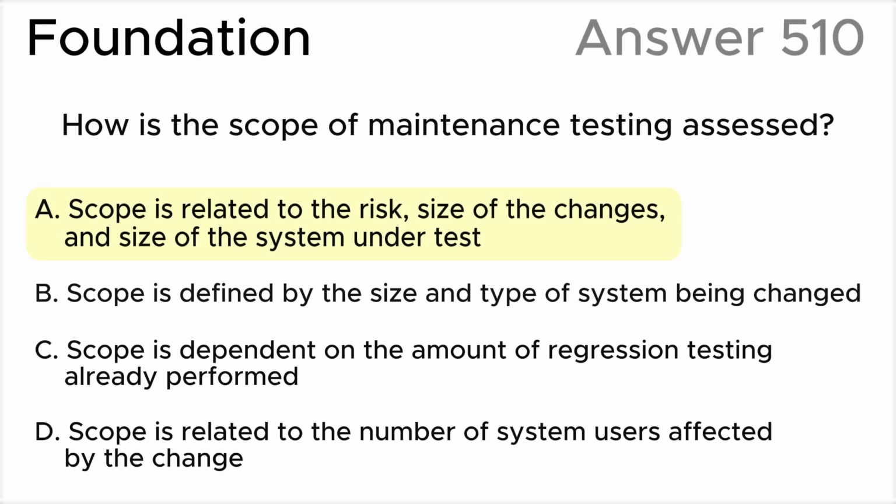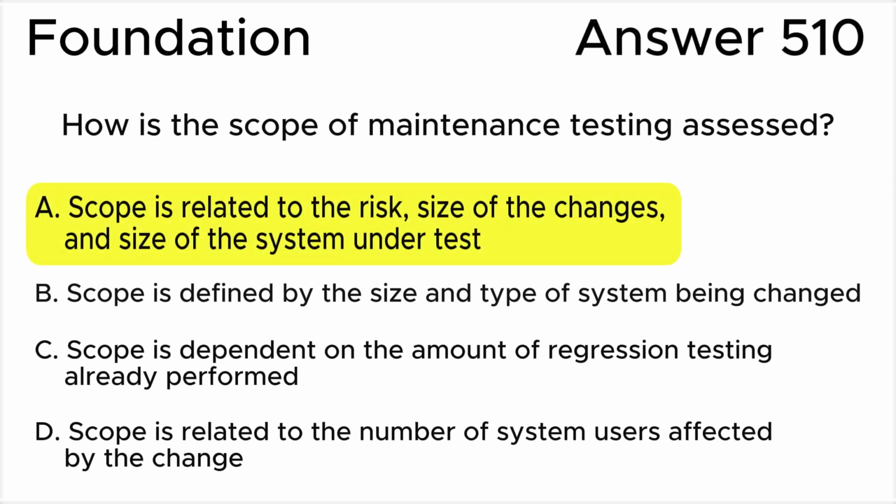The correct answer is A, according to the ISTQB Syllabus. The scope of maintenance testing is determined by the risk of the changes: high-risk changes, e.g. security fixes and core functionality updates, require broader testing. Size of the changes: larger modifications require more extensive testing, including regression testing. Size of the system under test: a complex system with many dependencies requires deeper impact analysis and testing.